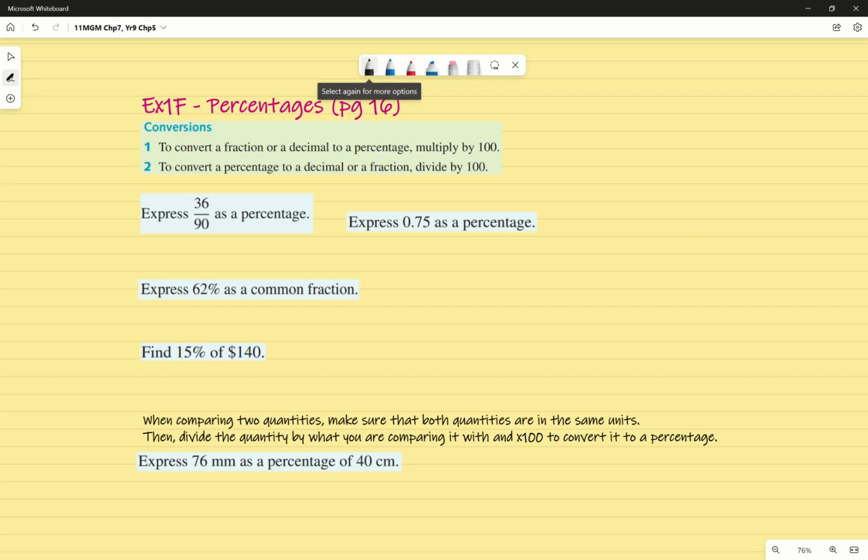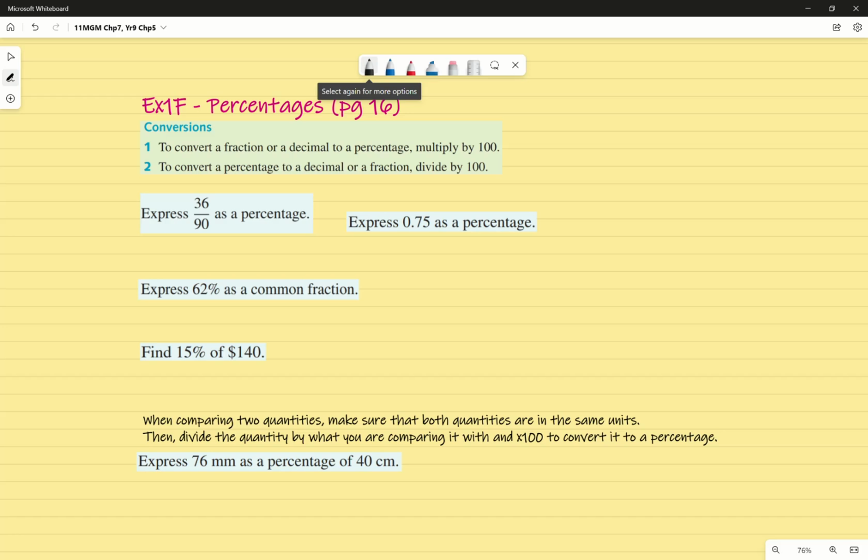Okay, so we're going to be having a look at 1F today, which is about percentages, and mainly about converting percentages to decimals, or converting decimals to percentages, or converting fractions to percentages. So we'll have a quick look at how to express a fraction as a percentage. All we're doing when we're converting a fraction to a percentage is multiplying it by 100, right? So fraction to percentage, decimals to percentages, we're just multiplying by 100, but it's not always going to give us a really nice answer.